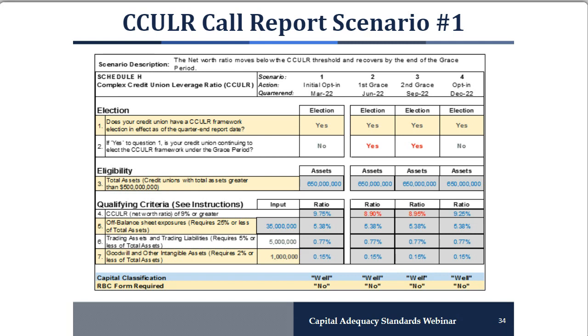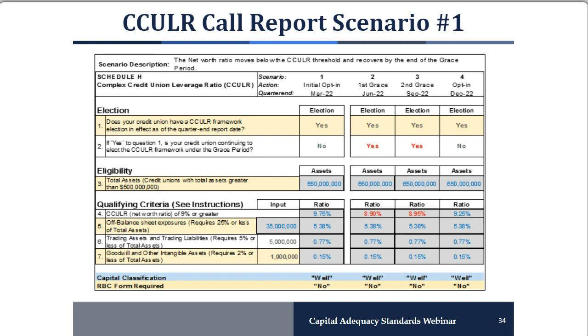For December 31st, 2022, the credit union's net worth ratio once again reached 9% or greater, and they continued to meet all other eligibility requirements. As such, the credit union can continue to opt into the CULR framework and is no longer under a grace period. The credit union's capital classification remains well capitalized each quarter during the grace period, and the credit union is not required to calculate risk-based capital.